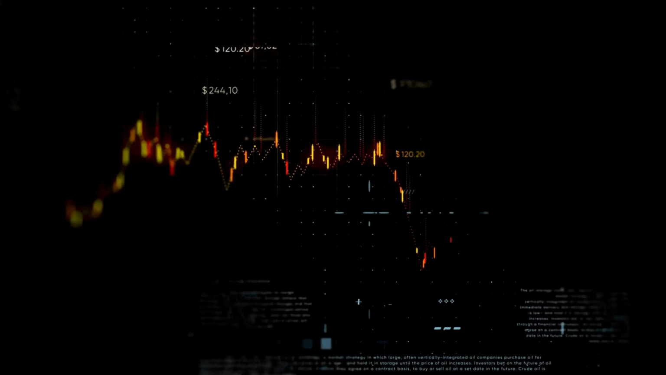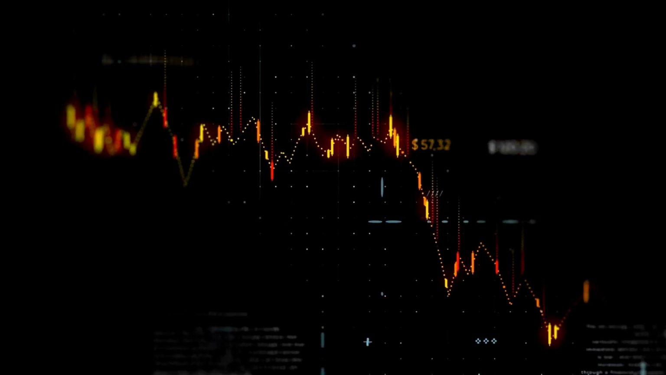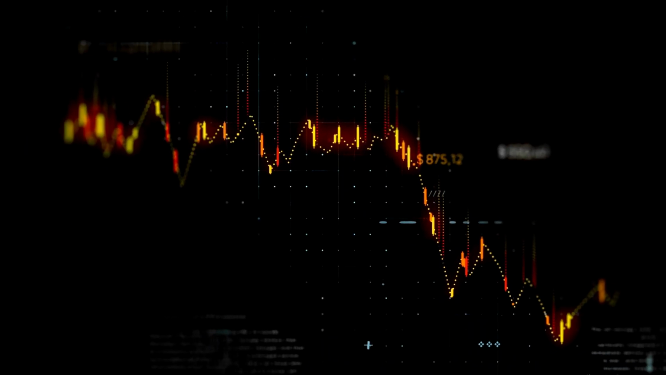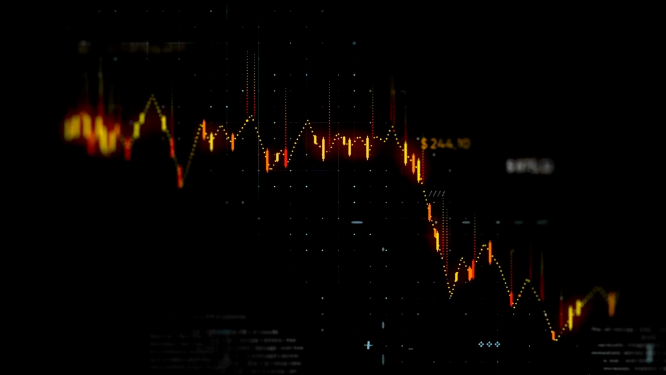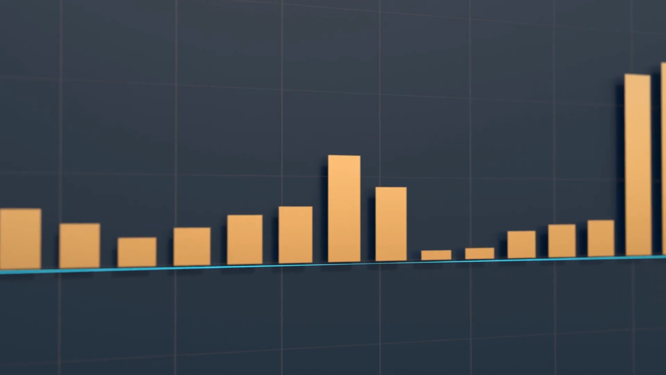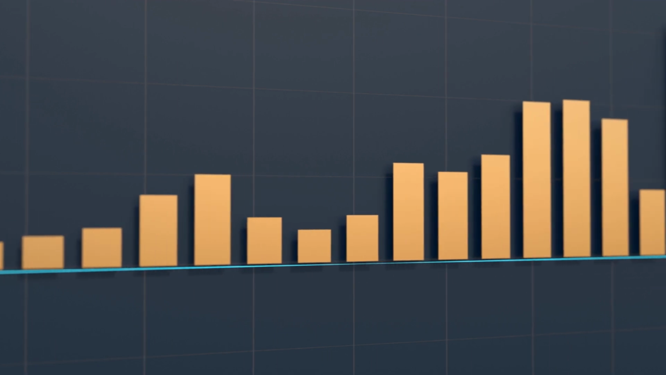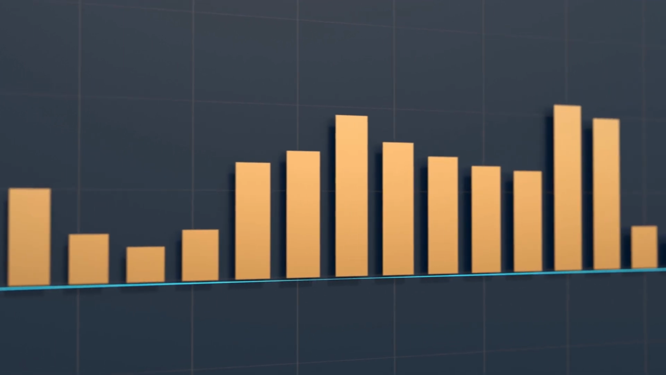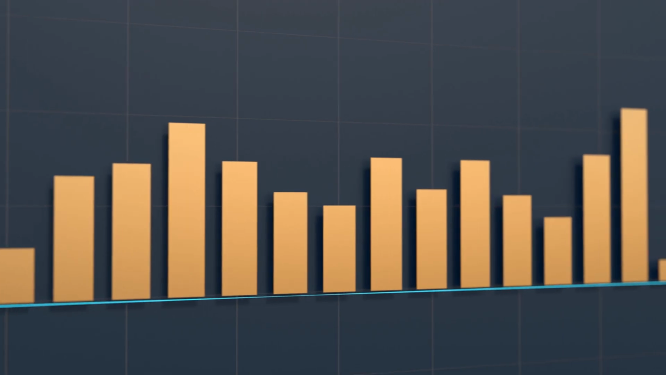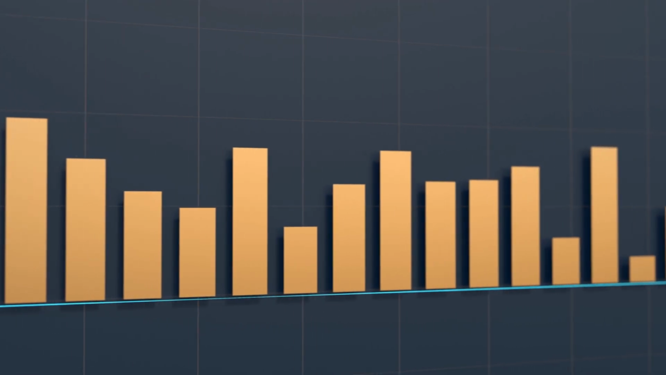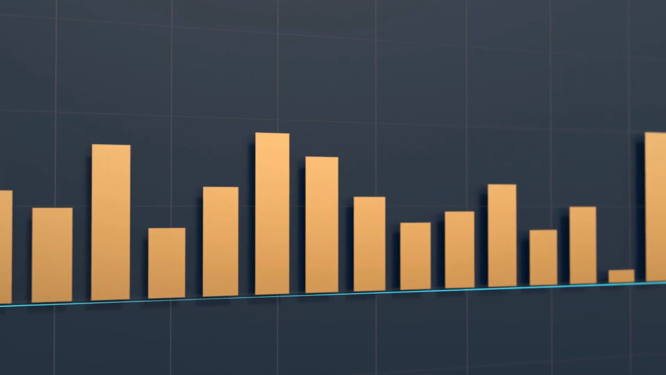Second, we have the signal line. This is a 9-day EMA of the MACD line itself. It acts as a trigger for buy and sell signals and serves as a reference point for momentum changes. It is slower and more stable. Third, we have the histogram. The histogram visualizes the exact distance between the MACD line and the signal line. It is perhaps the most undervalued part of the indicator for many beginners, but vital for pros.